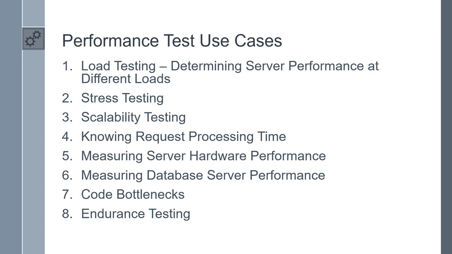And fifth, we will have the capability of measuring server hardware performance. And six, measuring database server performance, so we could actually see if the database server is actually performing properly. And will there be code bottlenecks? We will have full visibility, so we may have given the correct hardware specs like the CPU, RAM, network capability, but we're still having slowness in the performance of the application. So it may be the code design or the software architecture. So we can also identify it here.